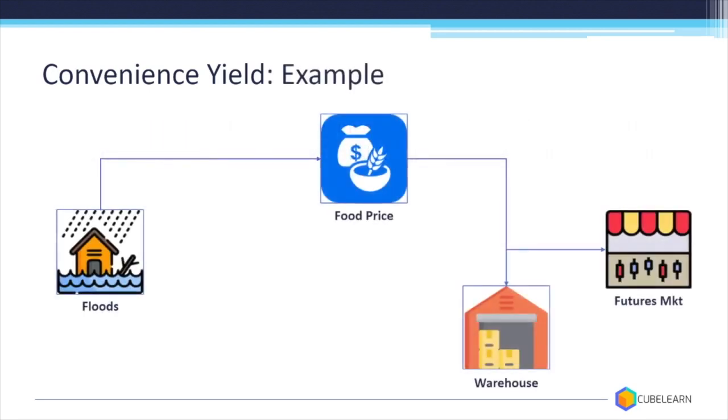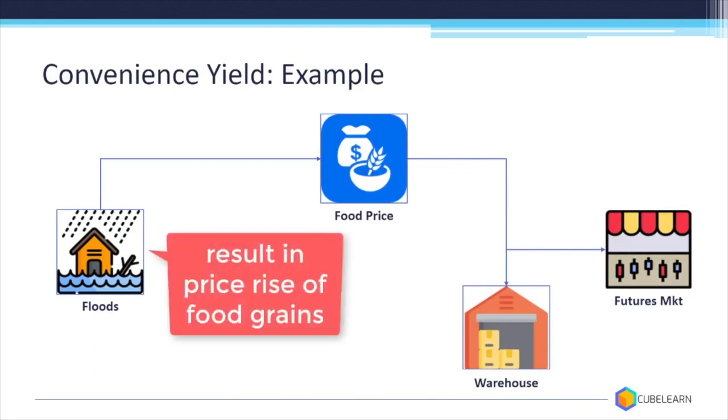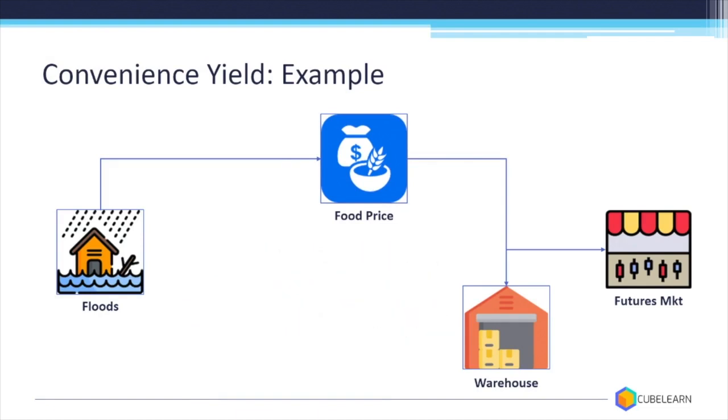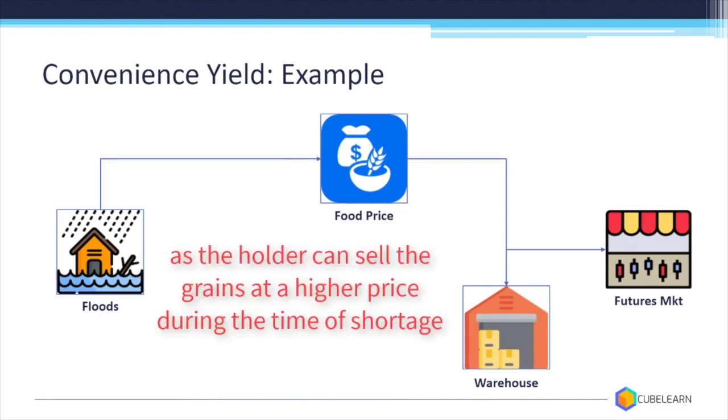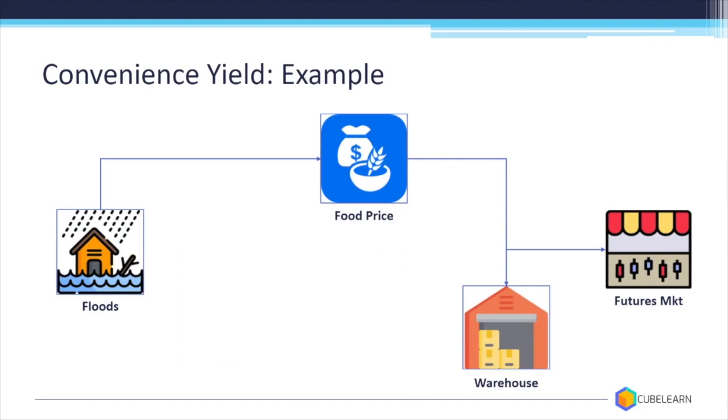Let us understand convenience yield with an example. Suppose floods affect farm output in a particular season, which will result in price rise of food grains. In such a situation, the future price of the grains will be less than the spot value to the holder of the grains, as the holder can sell the grains at a higher price during the time of shortage. However, the convenience yield cannot be calculated directly and has only an implied value and depends on the probability of future events.